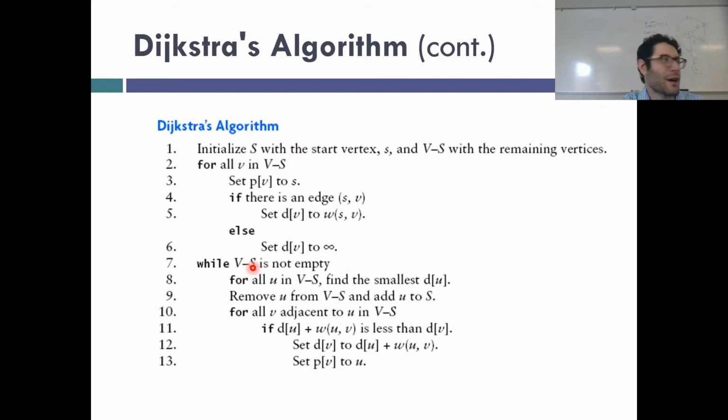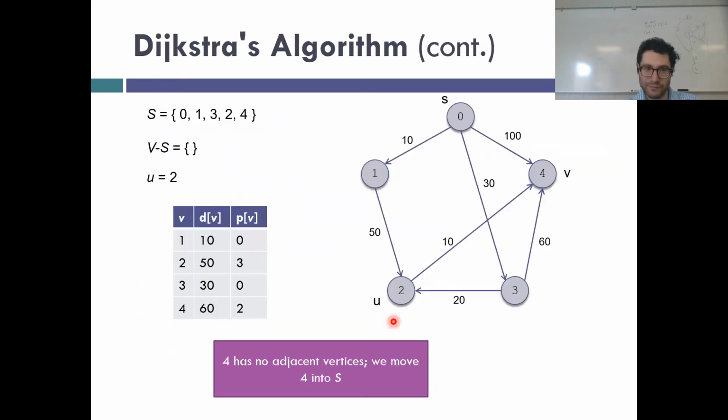Now, while you still have stuff in your to-do pile, for every node in there, look at all of them and find the smallest one. Remove that guy from your to-do set and add him to done. Then check all of his adjacent vertices. If it's cheaper to get to any of the other nodes from that guy, and that changes any of the prices to get to the other node, update that price and the parent.